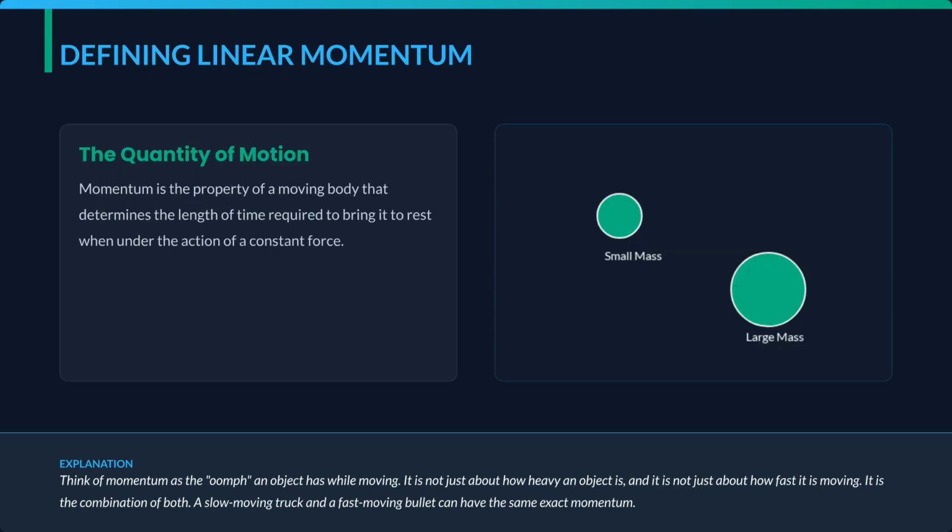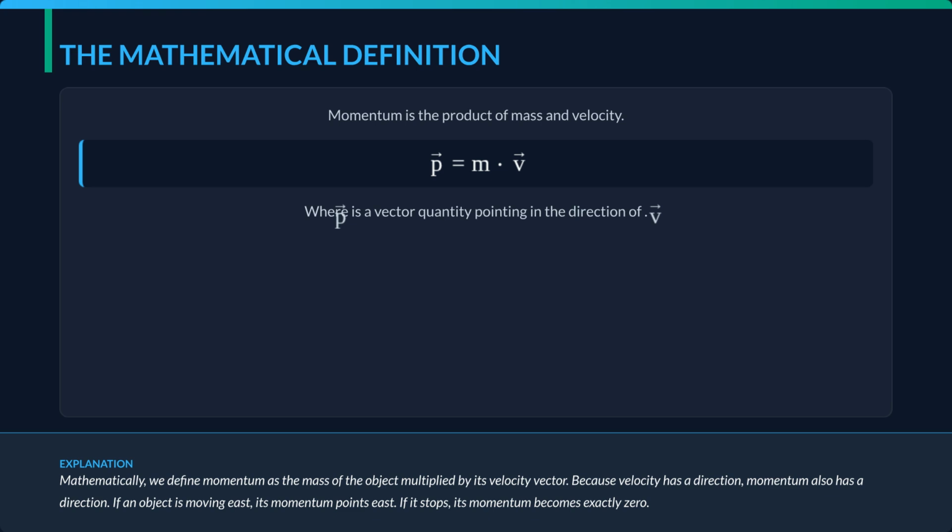Momentum is defined as the property of a moving body that determines the time required to bring it to rest under a constant force. It's the combination of an object's mass and its velocity. Think of it as the oomph an object has while moving. Mathematically, momentum, represented by the vector p, is the product of mass and velocity. Since velocity is a vector quantity, momentum also has direction. If an object stops, its momentum is 0.